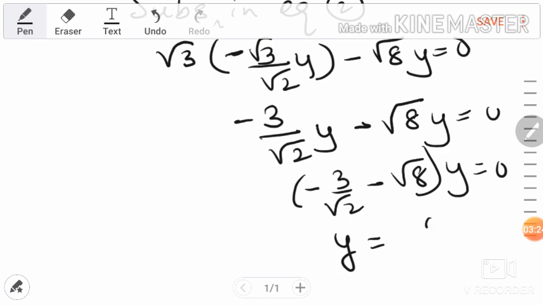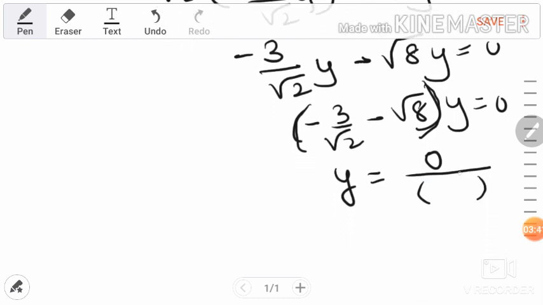Therefore y is equal to 0 upon this bracket. This whole bracket is a number which will be taken to the other side in the denominator. So 0 divided by any number is always 0.